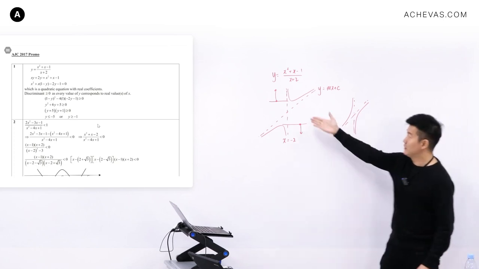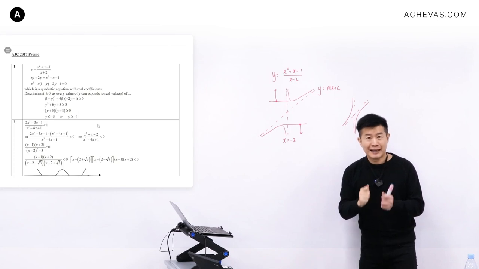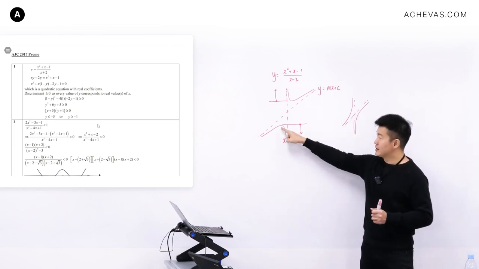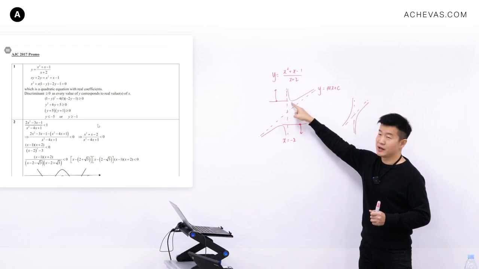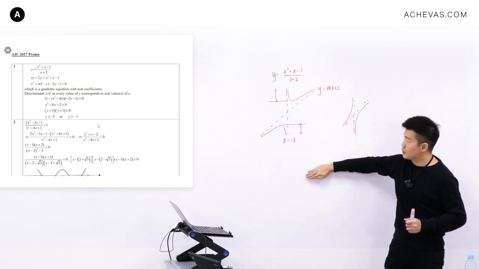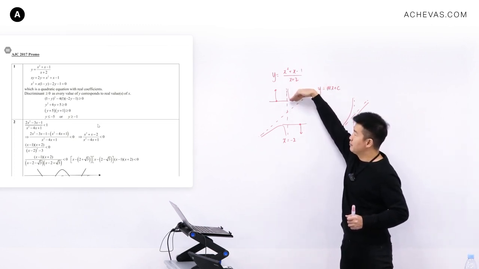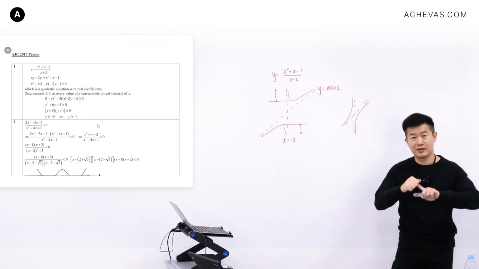The first one is definitely to draw the graph onto our GC. Then from the GC, I try to find the coordinates of the maximum point and the coordinates of the minimum point. Extracting the y coordinate will give me y to be less than or equal to this value, and y is bigger or equal to the y coordinate of the minimum point. Then this will give me the answer. This is the first method.